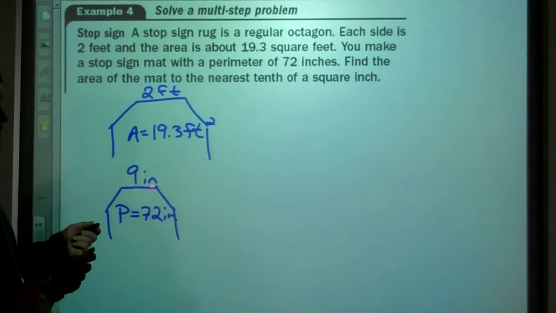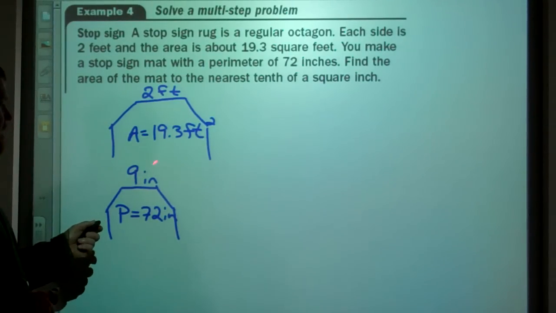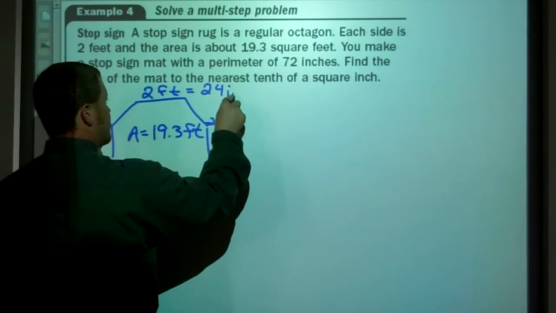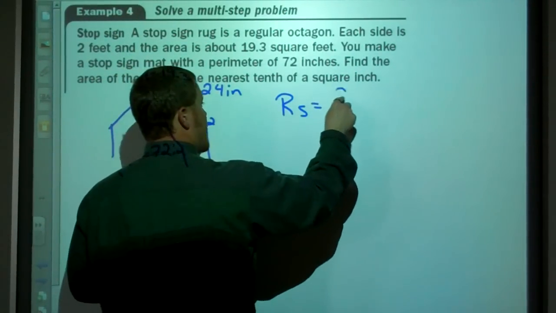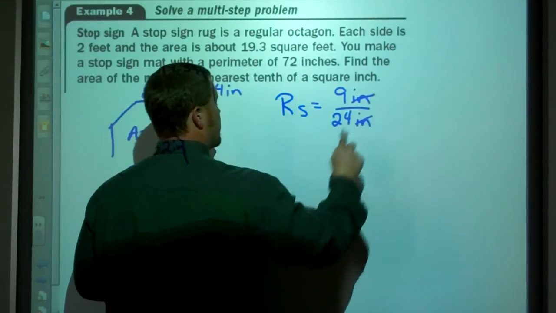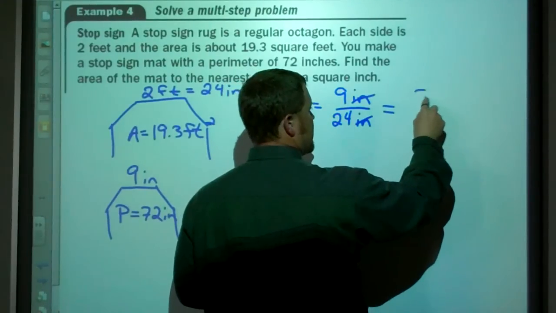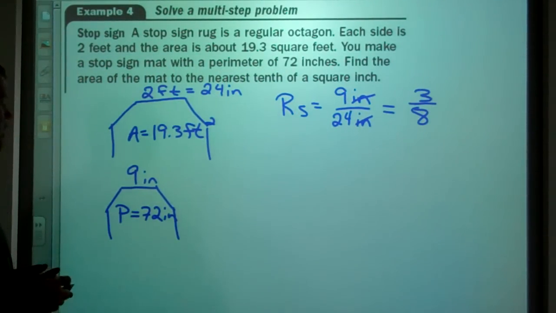Alright? This one is inches, that one is feet. Well, that's 9, we can't convert that to feet real easy, so 2 feet, we can convert that real easy. That's 24 inches. Okay? So, we know the ratio of the sides is 9 inches to 24 inches. Inches divided by inches, those cancel out. 9 and 24 have a common factor of 3, so we get 3 to 8. The ratio of the sides is 3 to 8.